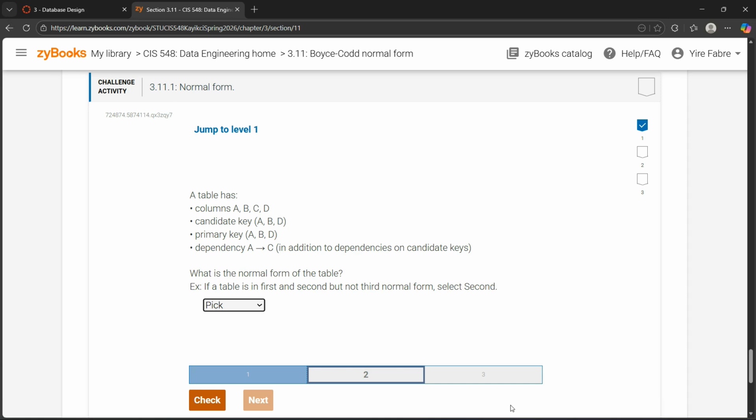So first, first normal form, 1NF. Yeah, all attributes are atomic, so no repeating groups or multi-valued attributes. So the table is 1NF.